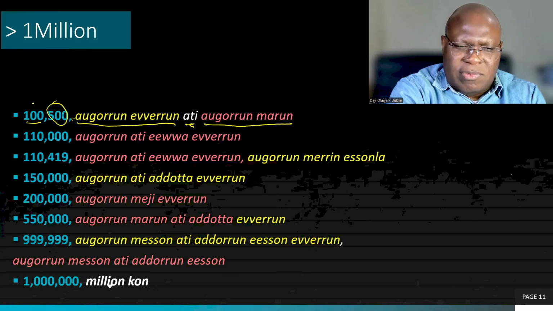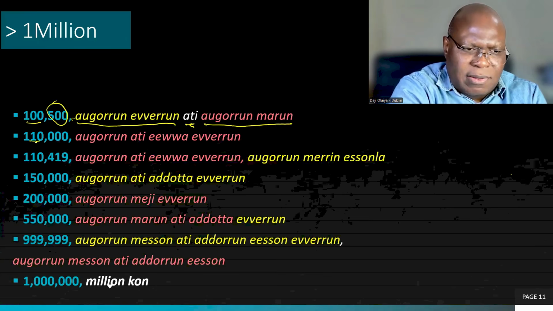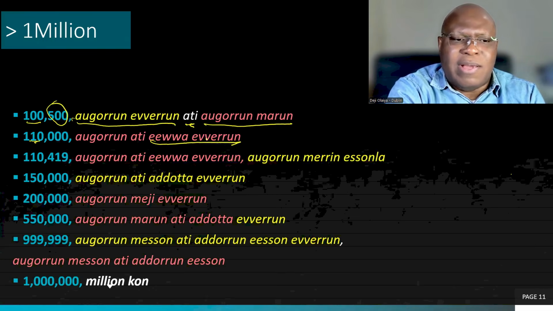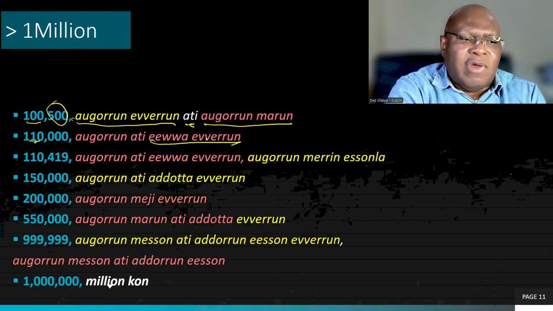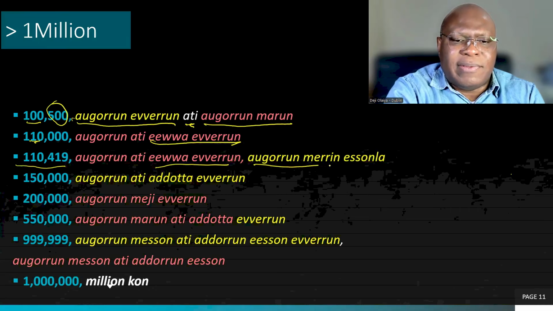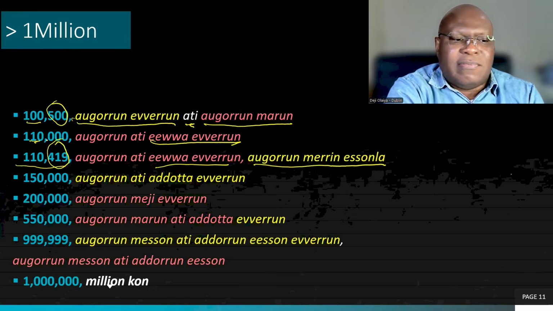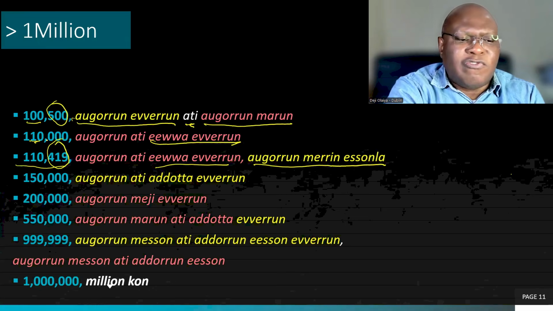110,000. Ọgọ́rùn-ún àti ẹ̀wá ẹgbẹ̀rún. What about 110,419? Ọgọ́rùn-ún àti ẹ̀wá ẹgbẹ̀rún. Then ọgọ́rùn-ún mẹ́rin ẹ̀sánlá, 419. Ọgọ́rùn-ún mẹ́rin ẹ̀sánlá.